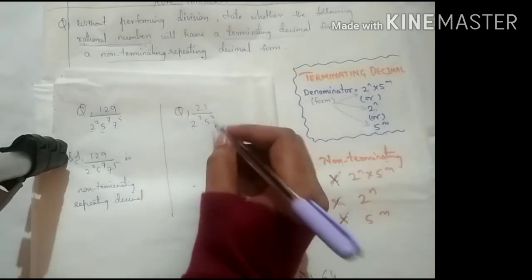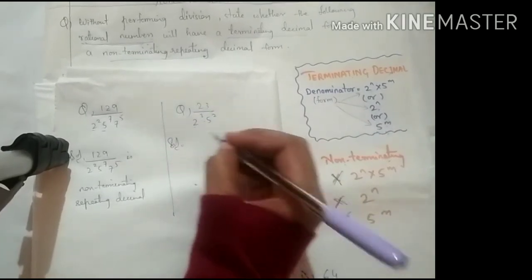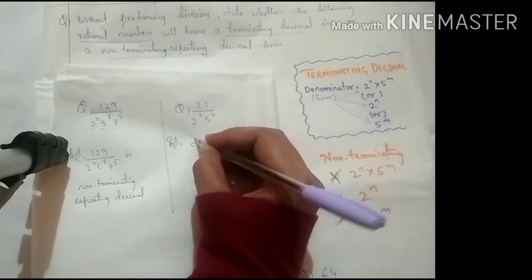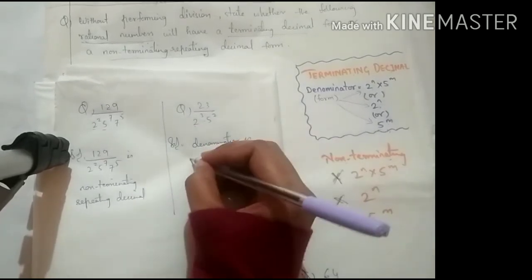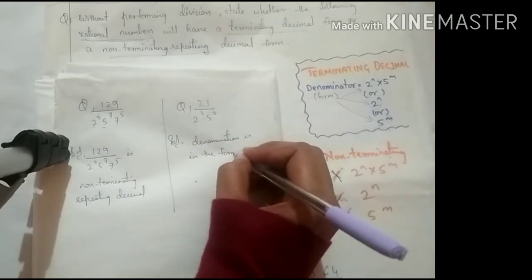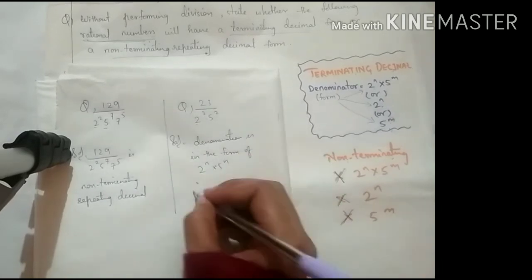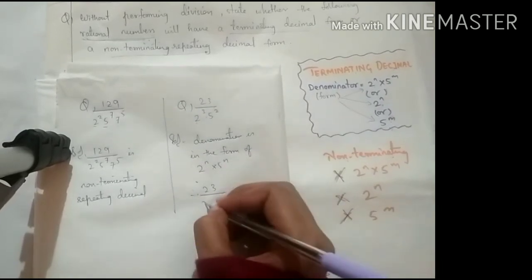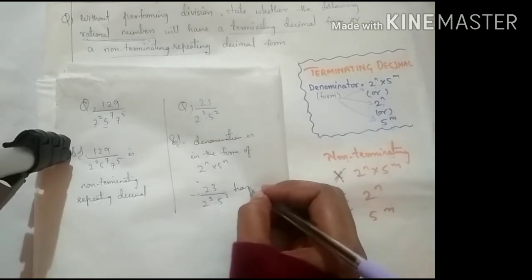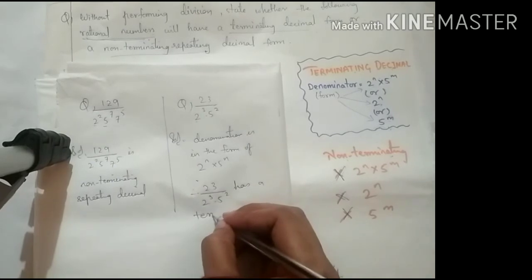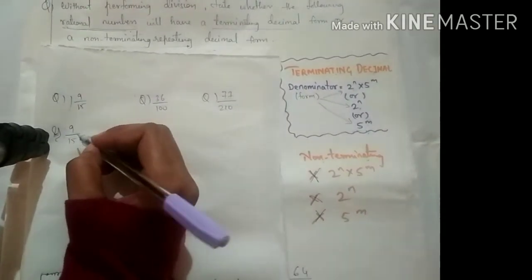And here only 2 power m into 5 power m, there is no other factor other than 2 and 5. So we can say this 23 by 2 power 2 into 5 power 2 has terminating decimal because it is in the form of 2 power n into 5 power m. Now next problem, 9 by 15.